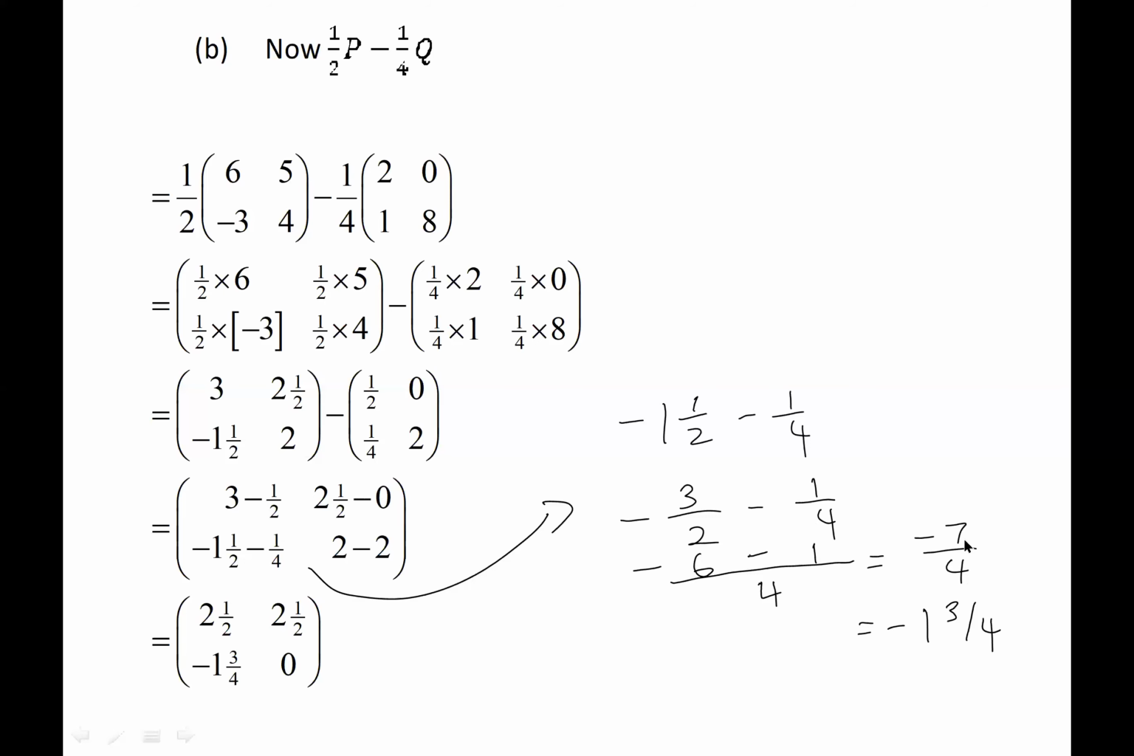And then 4 could go into 7 one time, remainder 3, and you're dividing by 4. So this is 1 3/4, but it's a negative answer because you're dividing a -7 by a +4. And when you divide unlike signs, the result is going to be negative. So this -1 3/4 is what actually comes here.